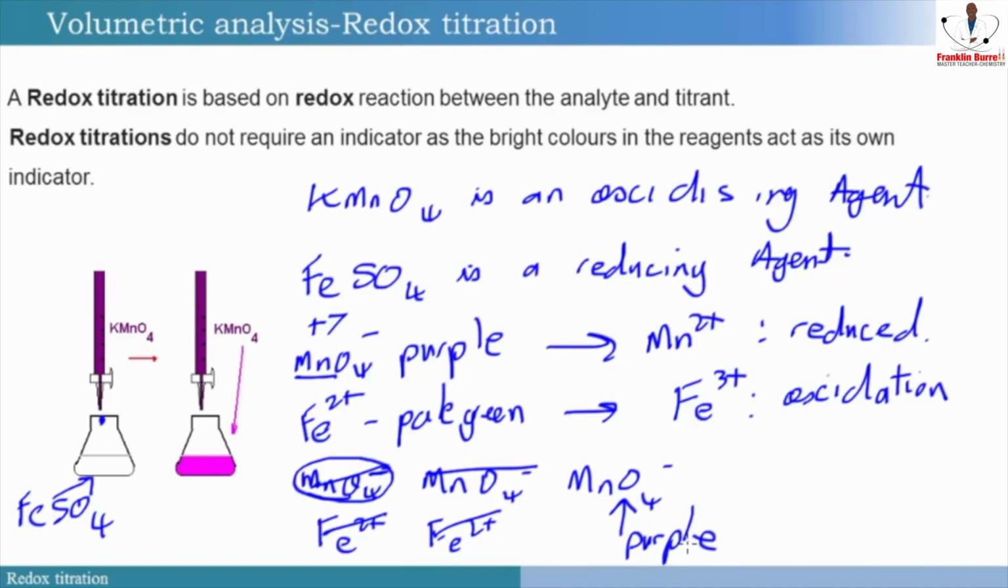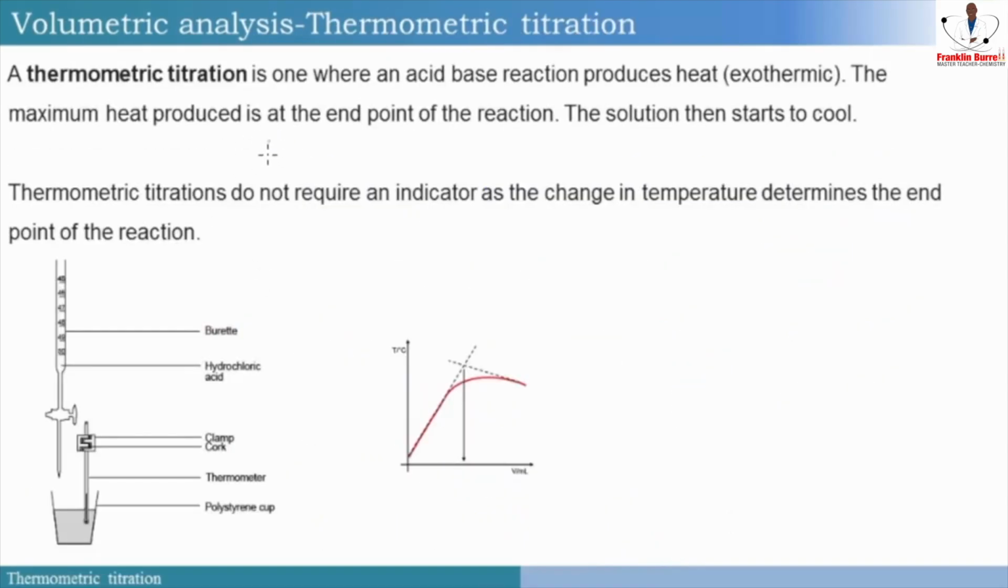Let's look at thermometric titration. Now, thermometric titration is a new concept to this syllabus, but it's not difficult or different from the other two types of titration that we looked at. The only difference is that we will be looking at temperature change this time. So, a thermometric titration is one where an acid-base reaction produces heat. In other words, when you react acid with base, the reaction is exothermic, which means that it produces and gives off heat.